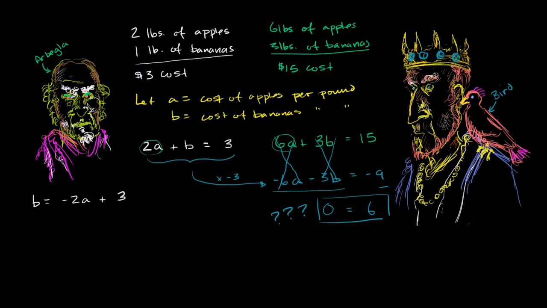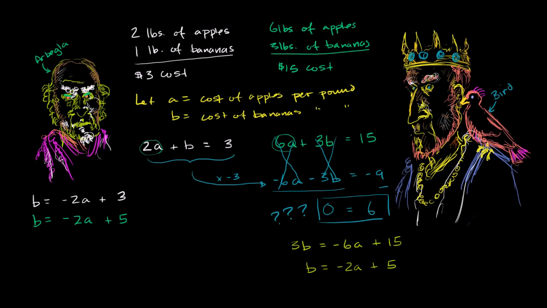Now let's solve this second equation for b. So the first thing you might want to do is subtract 6a from both sides. So you would get 3b is equal to negative 6a plus 15. And then you can divide both sides by 3. You get b is equal to negative 2a plus 5. So the second equation, let me revert back to that other shade of green, is b is equal to negative 2a plus 5.